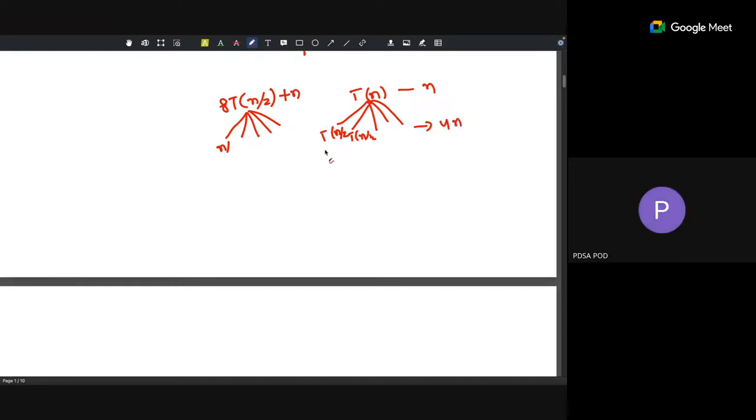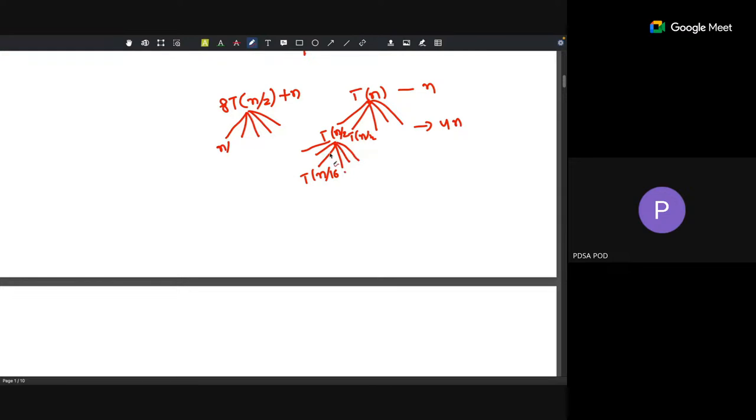Yeah. So next time, when you are going that n by 2, the next again 8 times. N by 2 again, it's going for 8 times. So what is that? It will be 16n. No, no, the final value will be 16n.